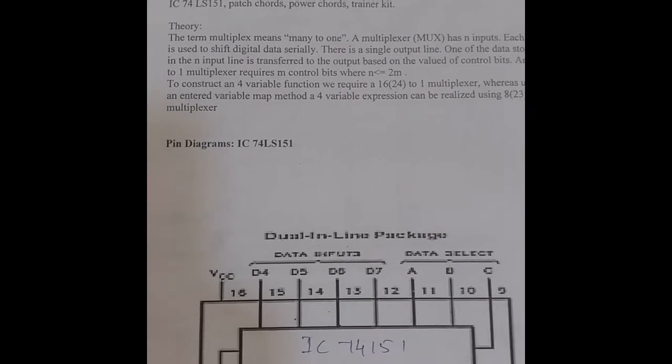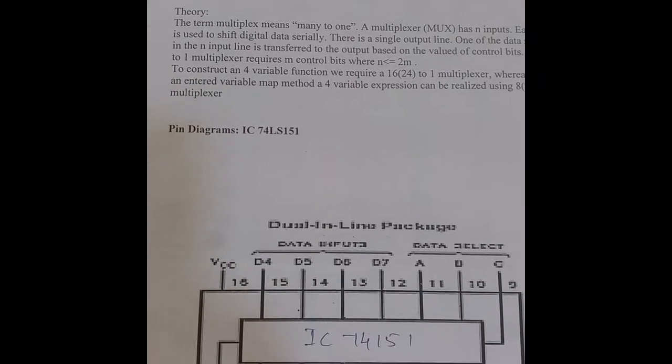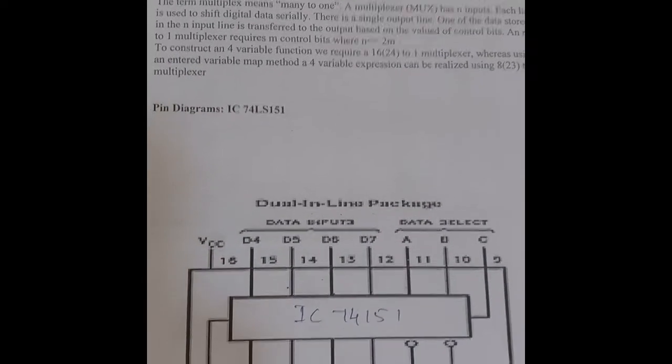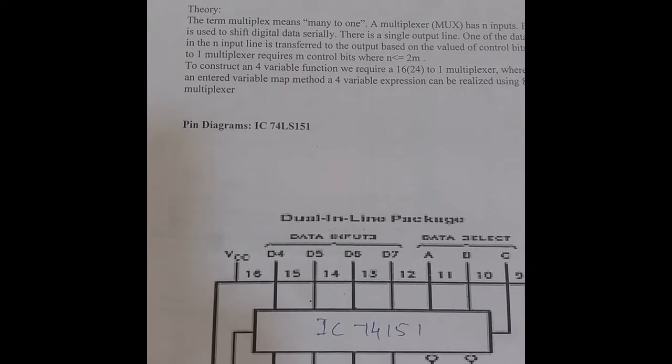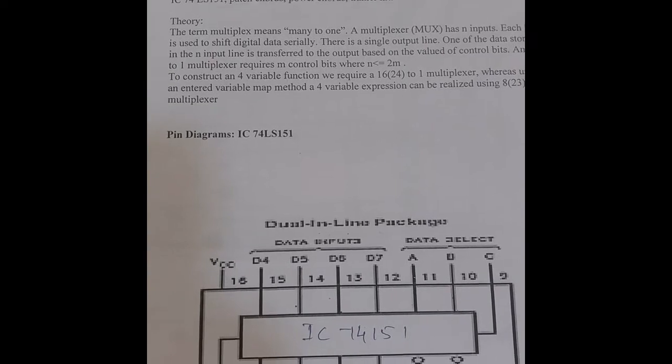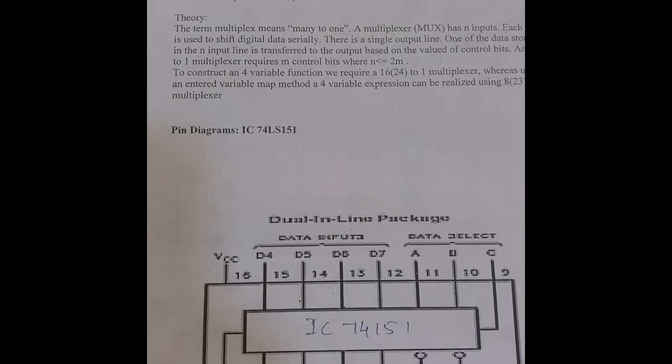Next is the fourth experiment. It is based on the multiplexer. The meaning of multiplexer is many to one. So in this experiment we are having 4 inputs, and among the 4 inputs we get one output.